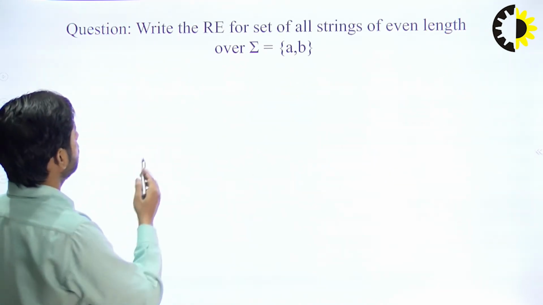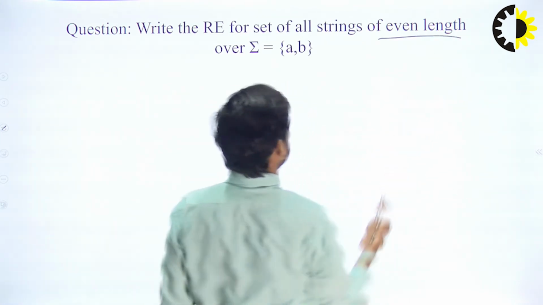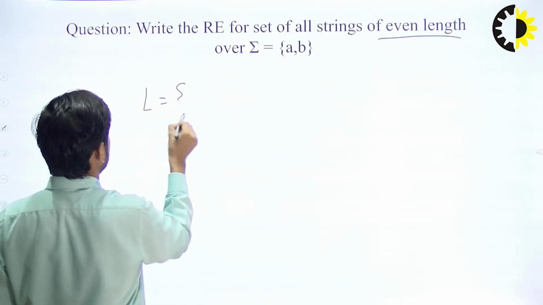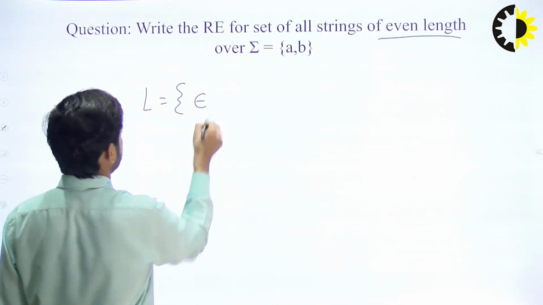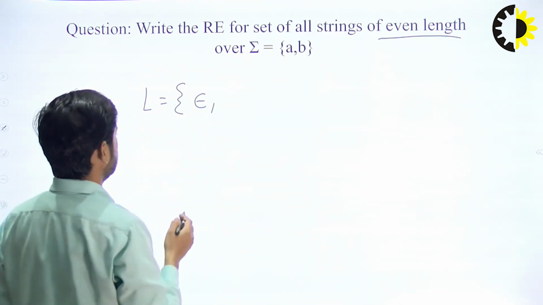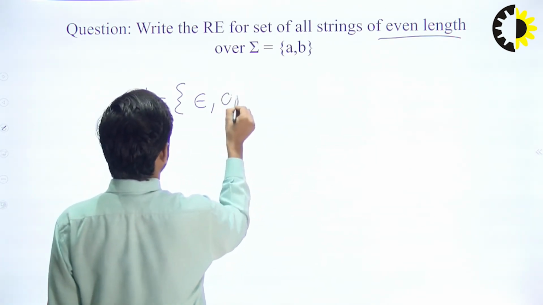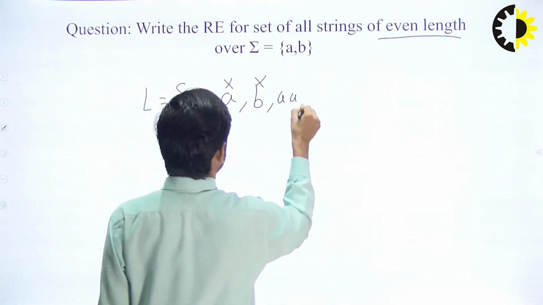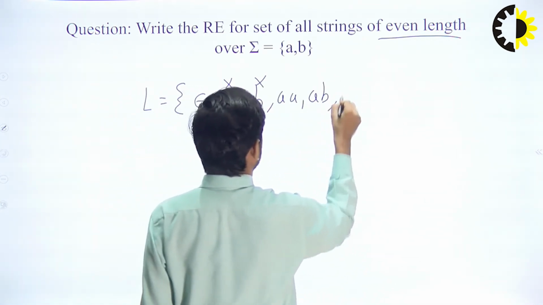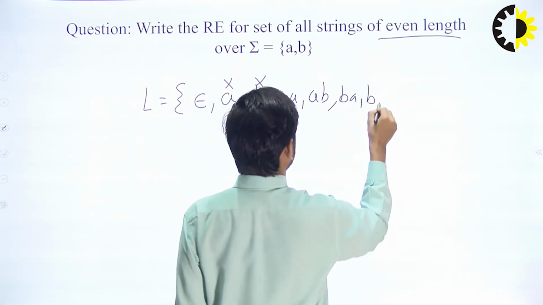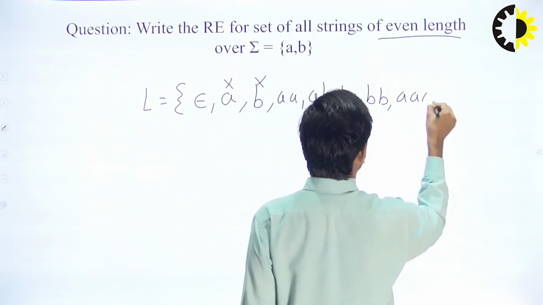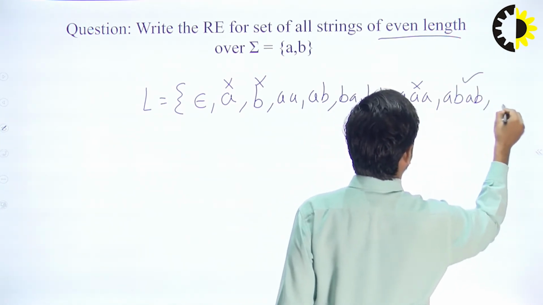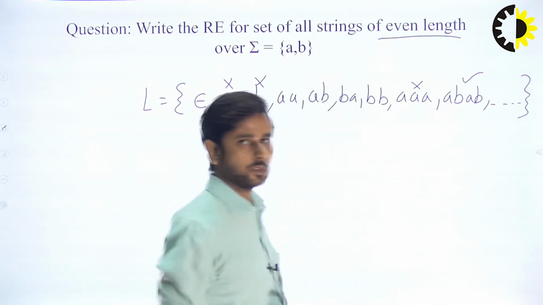Let's see the set of all strings of even length. The language will include epsilon, because 0 length also comes under the category of even. A, no, this is not even length. B, no. AA, yes. AB, yes. BA, yes. BB, yes. AAA, no. ABAB, yes, and so on. There can be an infinite set of strings.